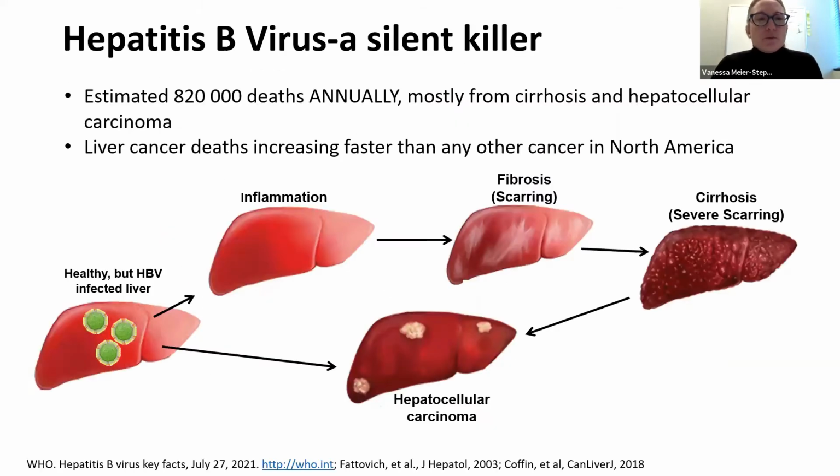Now, those with chronic hepatitis B are at increased risk of complications from the virus, including cirrhosis and hepatocellular carcinoma. And this is the preamble to all of this, leading to what makes it a silent killer. So the World Health Organization estimates that over 820,000 deaths occur annually from hepatitis B, and this is largely from cirrhosis and hepatocellular carcinoma.